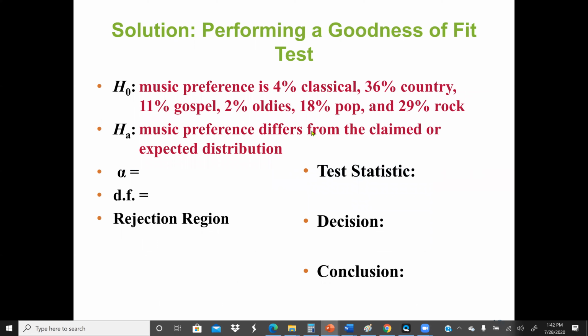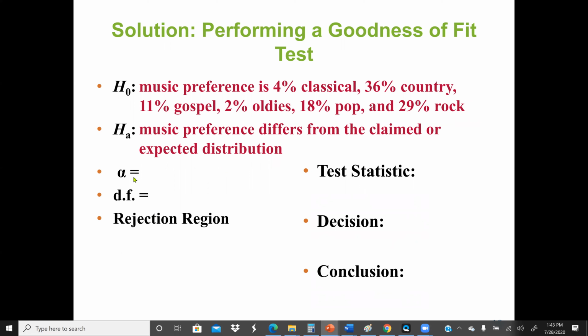Then our next step: first we state our H0. This is given to us, and this is what the executive of the radio station claims. They say 4% is classical, 36% of listeners is country, 11% is gospel, 2% is oldies, 18% is pop, and 29% is rock. The total sample size together is 500. If this is the claim, then HA will go against the claim. So HA says the music preferences differ from the claim or expected distribution.